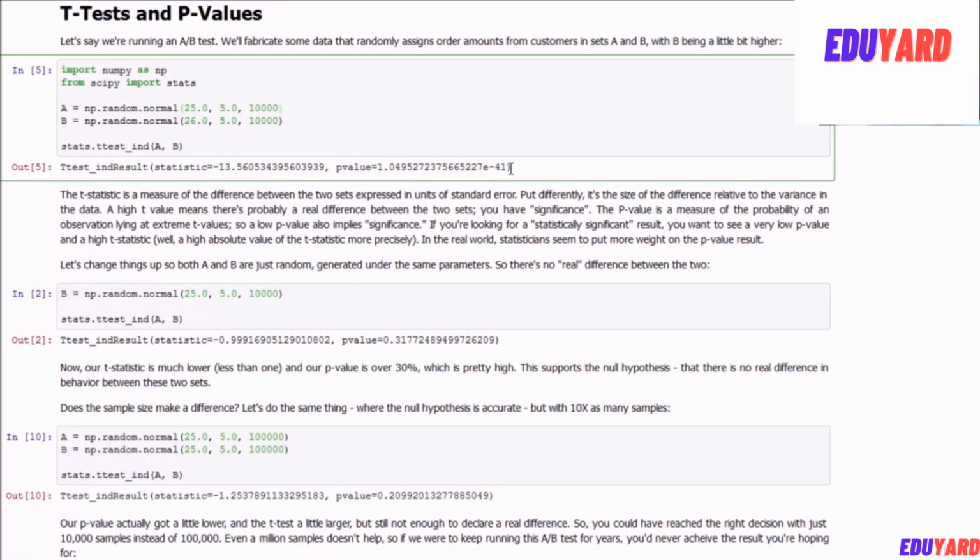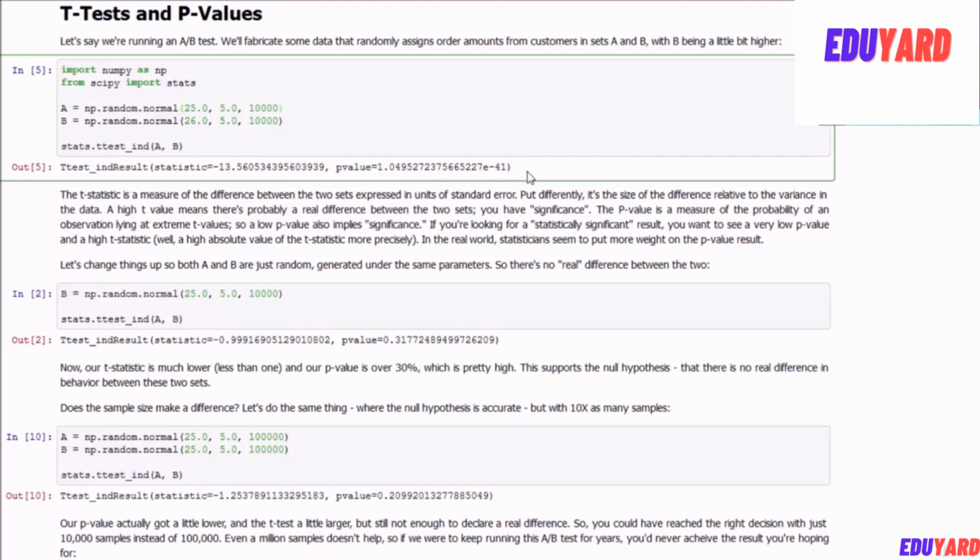We are seeing -13, which is a very high absolute value of the t statistic, negative indicating that it's a bad thing, and an extremely low p-value telling us that there is virtually no chance that this is random. So if you saw these results in the real world, you would pull the plug on this experiment as soon as you could.